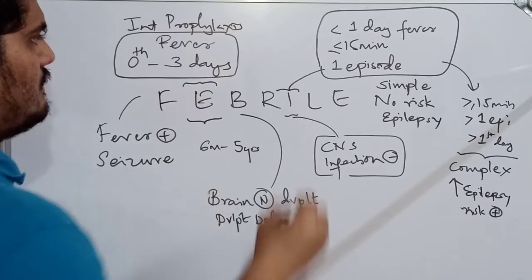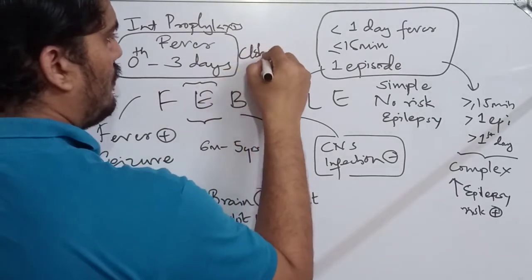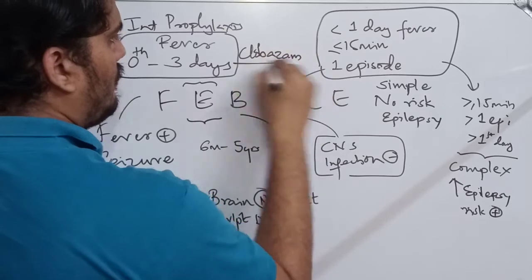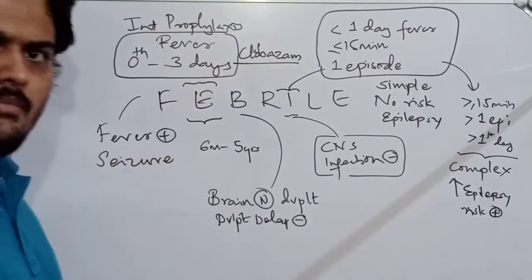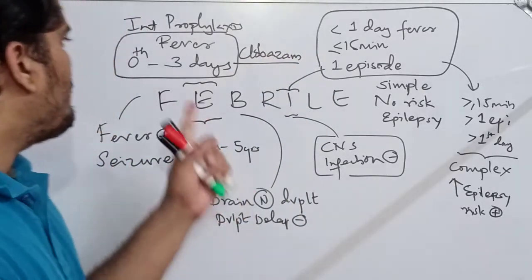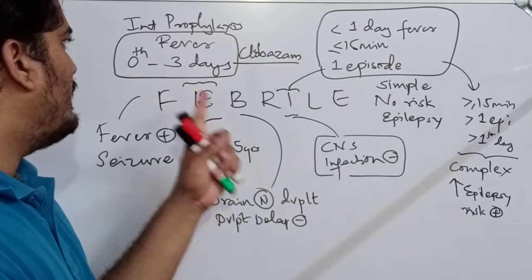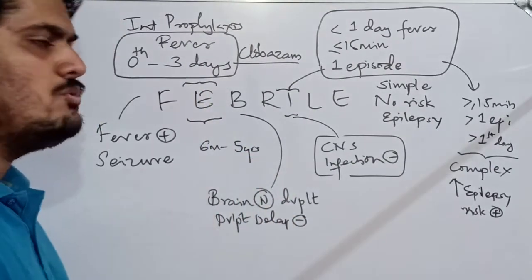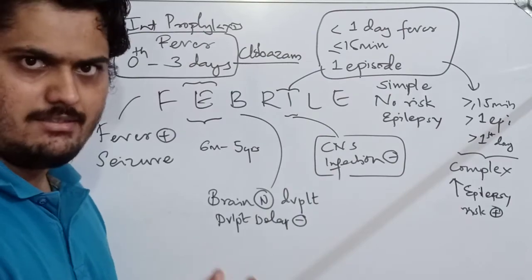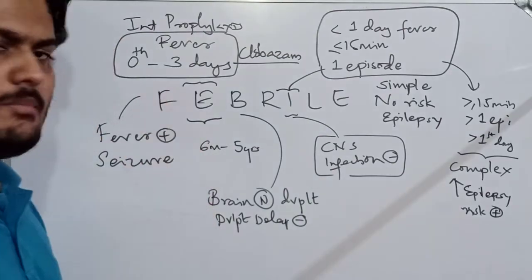So which drug is given? The drug is clobazam, clobazam in the Indian setup. Clobazam is a part of intermittent prophylaxis from the 0th day of the fever till 3 days. It is given to avoid the expected seizure activity. It is known as intermittent prophylaxis.